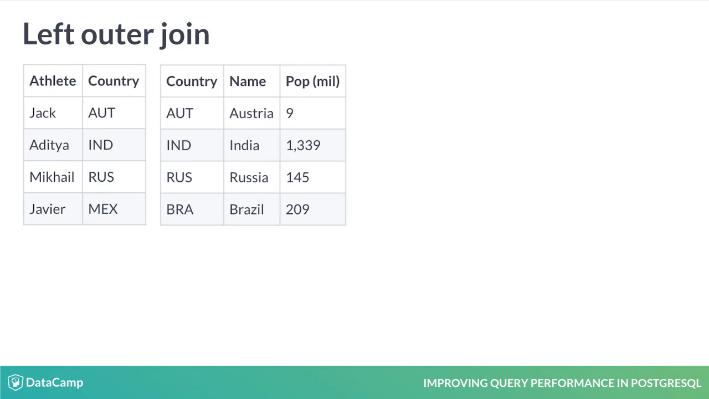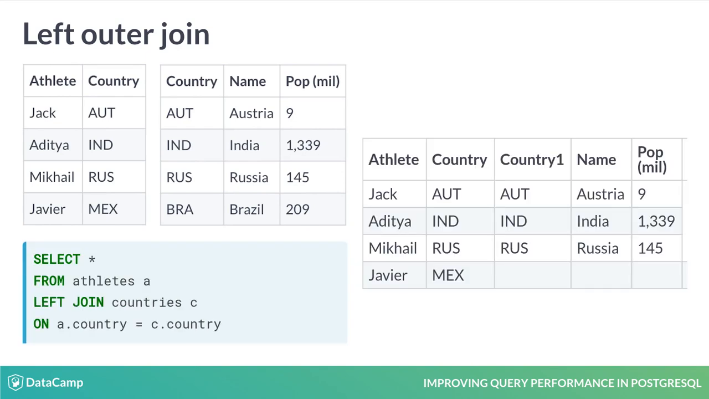Instead, you can choose a left join, the most common join type. Left joining countries to the athletes table, or left table, returns a result set that includes all the athletes, even the previously excluded Javier. The country information for Javier is blank since Mexico is not in the countries table. Brazil from the countries table is still not included, but you now have a results set that includes all the athletes.